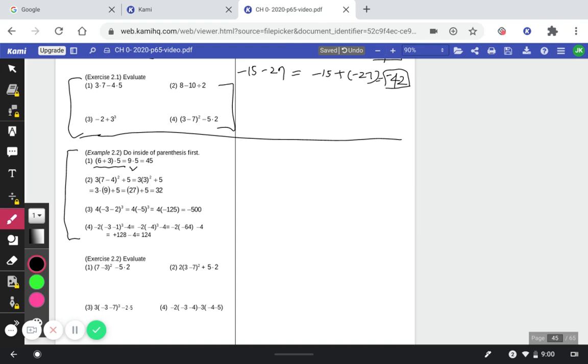Does that make sense? Number 2, 3 times the quantity of 7 minus 4 squared plus 5. Again, you have a parenthesis and there is an operation to do, so you have to do that first. So 7 minus 4 is 3. You can rewrite this as 3 times the quantity of 3 squared plus 5. Now you have a power. 3 to the second power is 9. So now you end up with 3 times 9 plus 5.